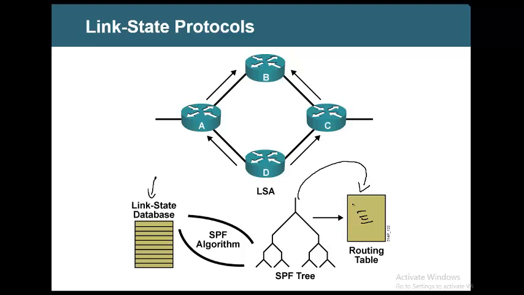So one very important point I want to emphasize, I might not have said it verbally, but I'm saying it verbally now. The routes in the routing table are not the routes learned from others. They are derived, discovered by the router itself.